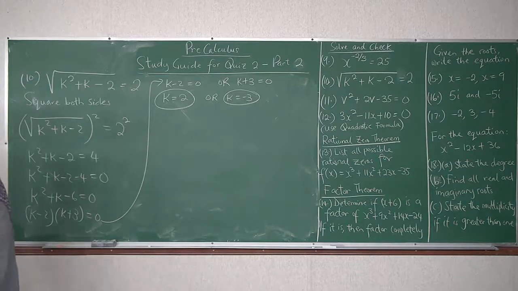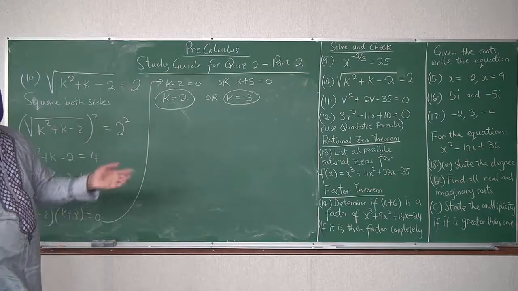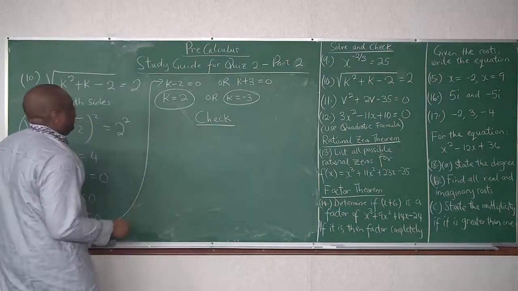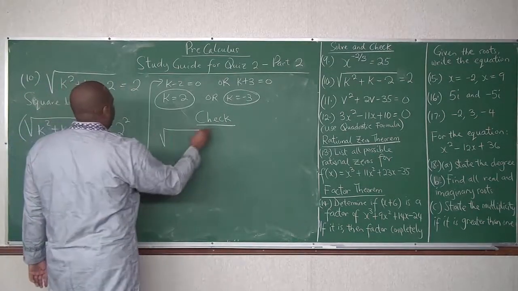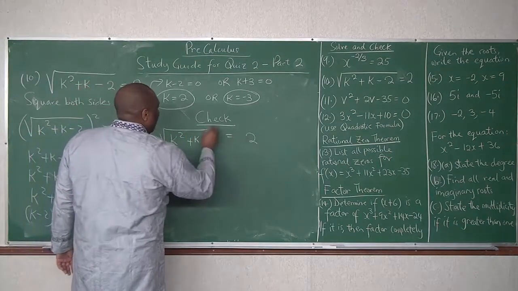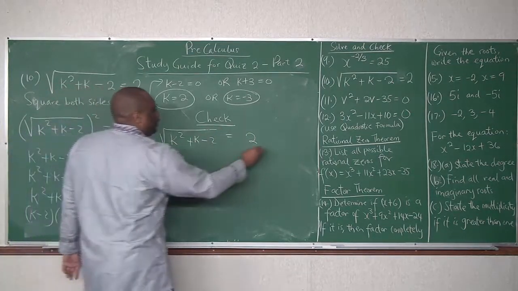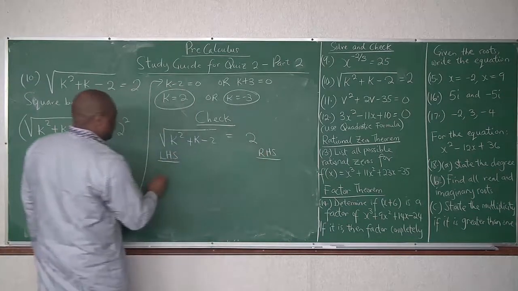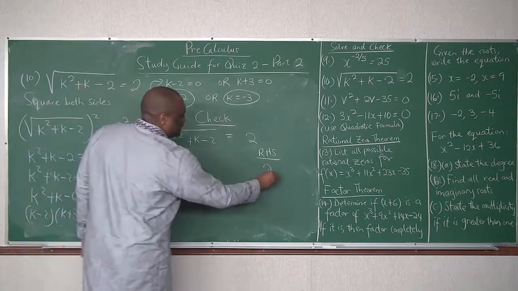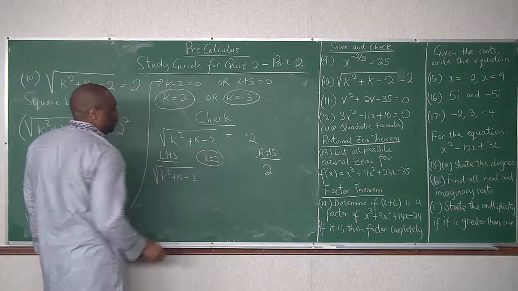Now, what do we do next? Check our work. We write the equation first: square root of k squared plus k minus 2 equal to 2. When you check, you use the main equation. Left hand side is the square root of k squared plus k minus 2, right hand side is 2. Let's check for k equal to 2 first.